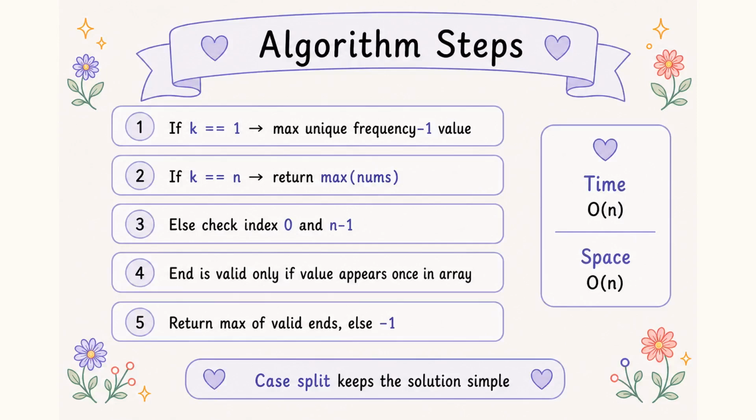Algorithm steps. If k equals 1, return the max value with frequency 1. If k equals n, return the max of nums. Otherwise, check index 0 and index n-1. An end is valid only if that value appears once in the whole array. Return the max of valid ends, else -1. Time order n, space order n.